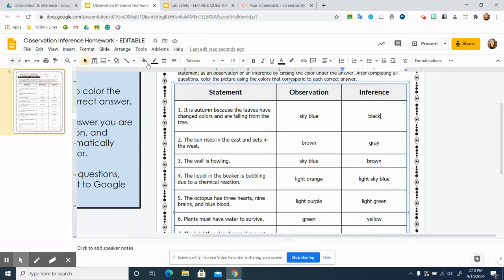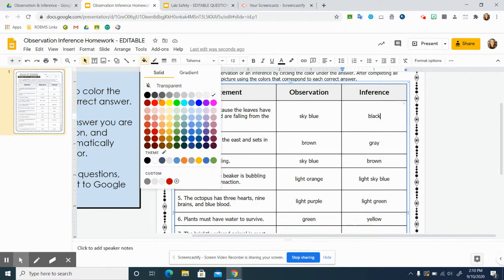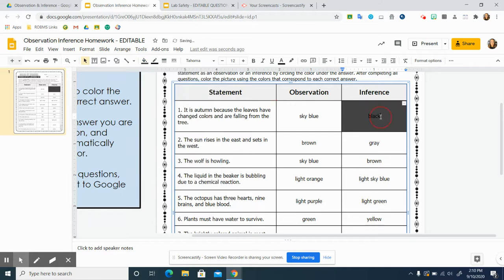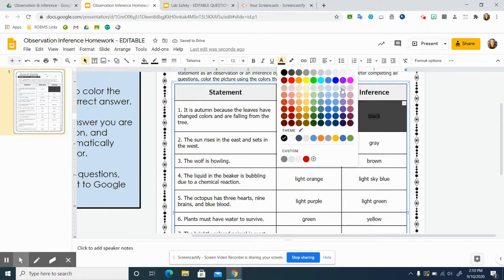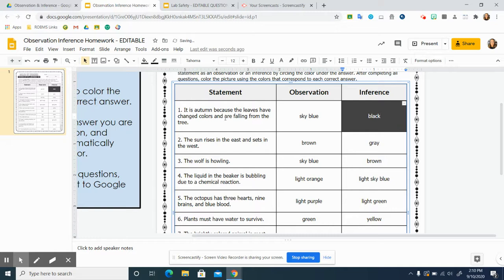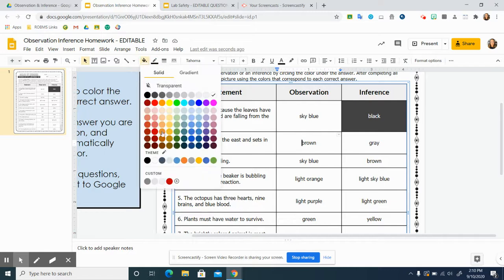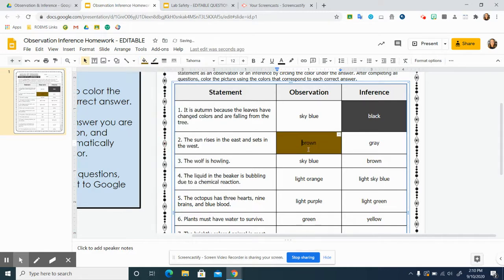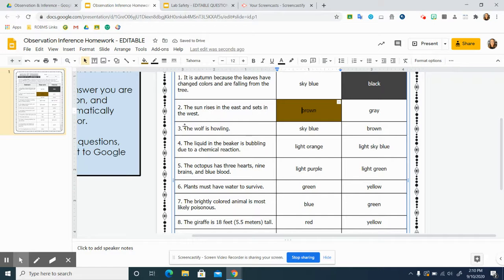I know that during storms at my house, a lot of times we have leaves that fall off the trees. So that sentence is not always true. 2, the sun rises in the east and sets in the west. This is going to be an observation because it is a fact. If you look at the sentence structure, it's just a straight fact. It doesn't have anything else in there implying anything else. So it would be an observation.